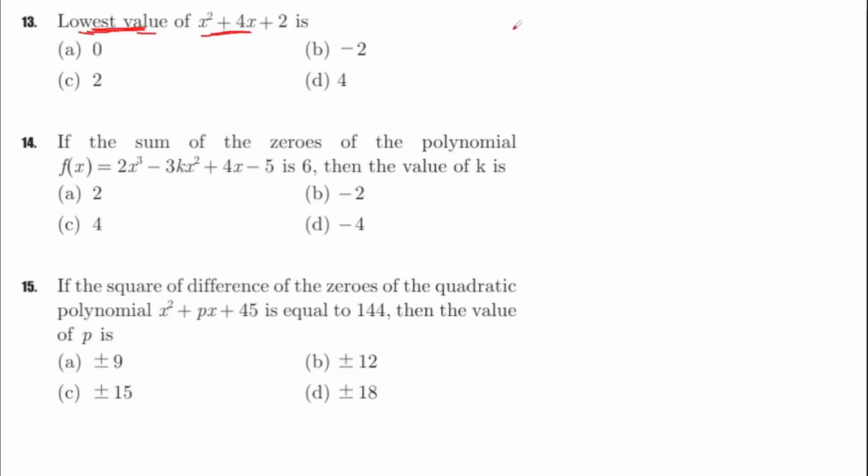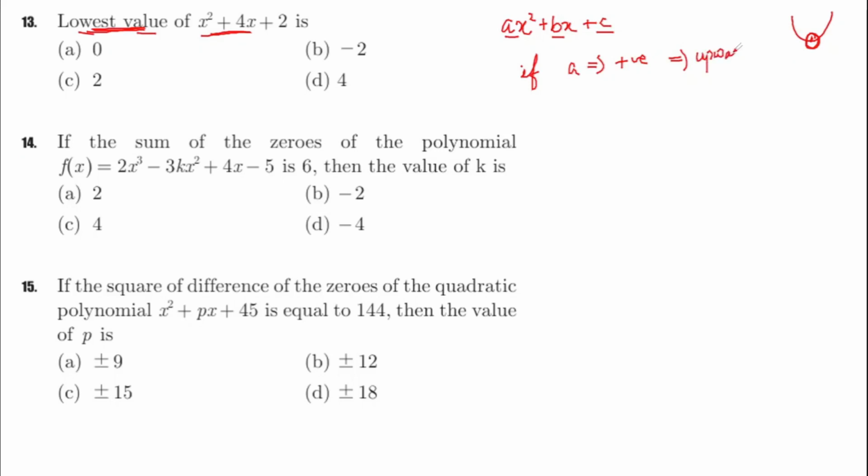If we have a quadratic polynomial ax square plus bx plus c, now if a is positive, that means the graph will be like this. Here we will get a minimum value of this polynomial. For a positive, we get the graph in the upward direction.